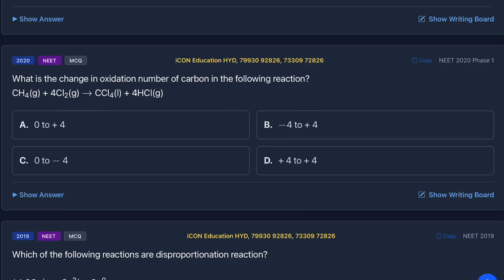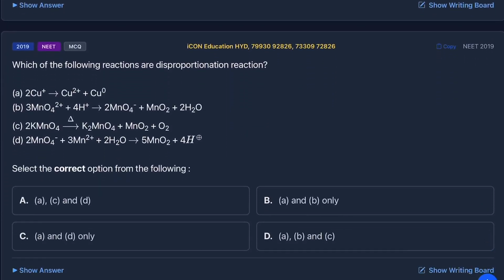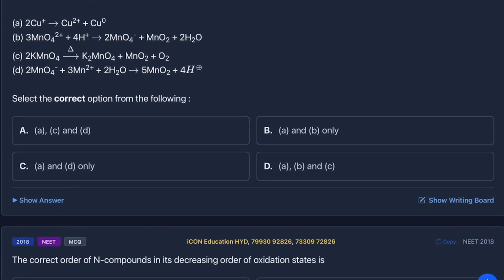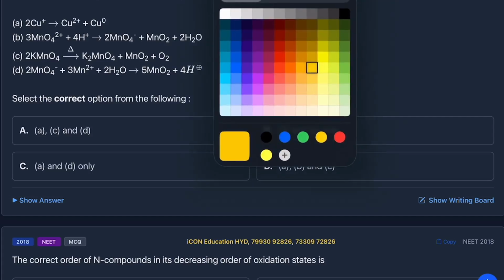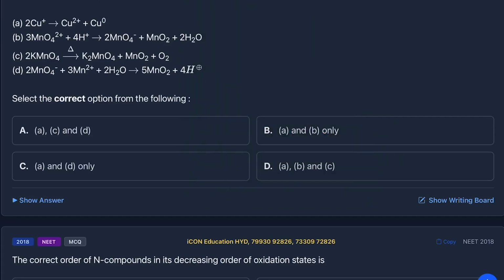Next, we move towards the next question. Which of the following reactions is a disproportionation reaction? First of all, what is a disproportionation reaction? I said it earlier also.